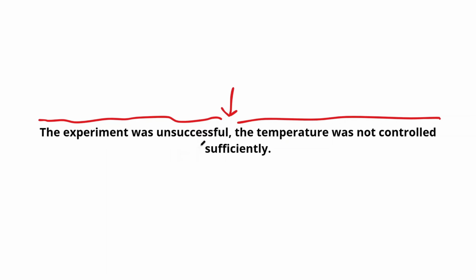The experiment was unsuccessful, and the temperature was not controlled sufficiently. So there is a comma, and this comma is the main thing that you should focus on right now, because we've got two independent clauses: the experiment was unsuccessful, and the temperature was not controlled sufficiently. Both are independent clauses and they're just connected with a comma, and that is not correct. You can't just connect two independent clauses with a comma in between them.